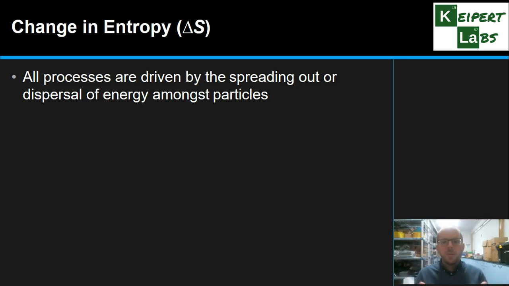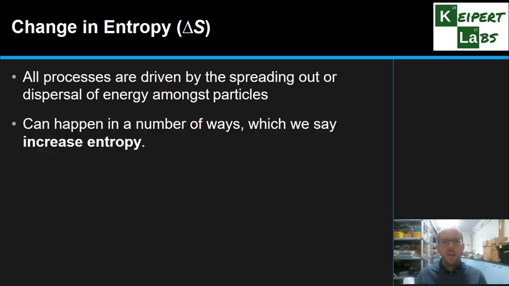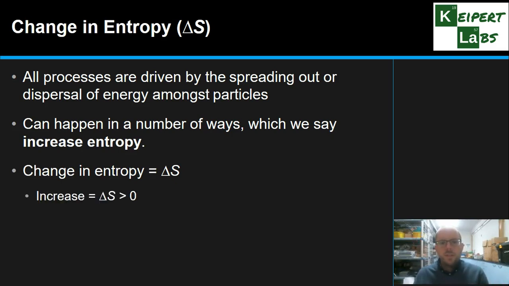And this helps to bring back to chemical reactions because we can recognize that all processes are driven, stimulated or caused by the spreading out or dispersal of energy amongst particles. So that is a change in entropy, particularly thinking about increasing entropy. And there are a number of ways that the entropy of a system can be increasing, or delta S can increase. So an increase is a positive delta S, a decrease in entropy is a negative delta S. Okay, so if entropy is decreasing, we're becoming more ordered, we're going into a system with fewer microstates, more stable, things like that.